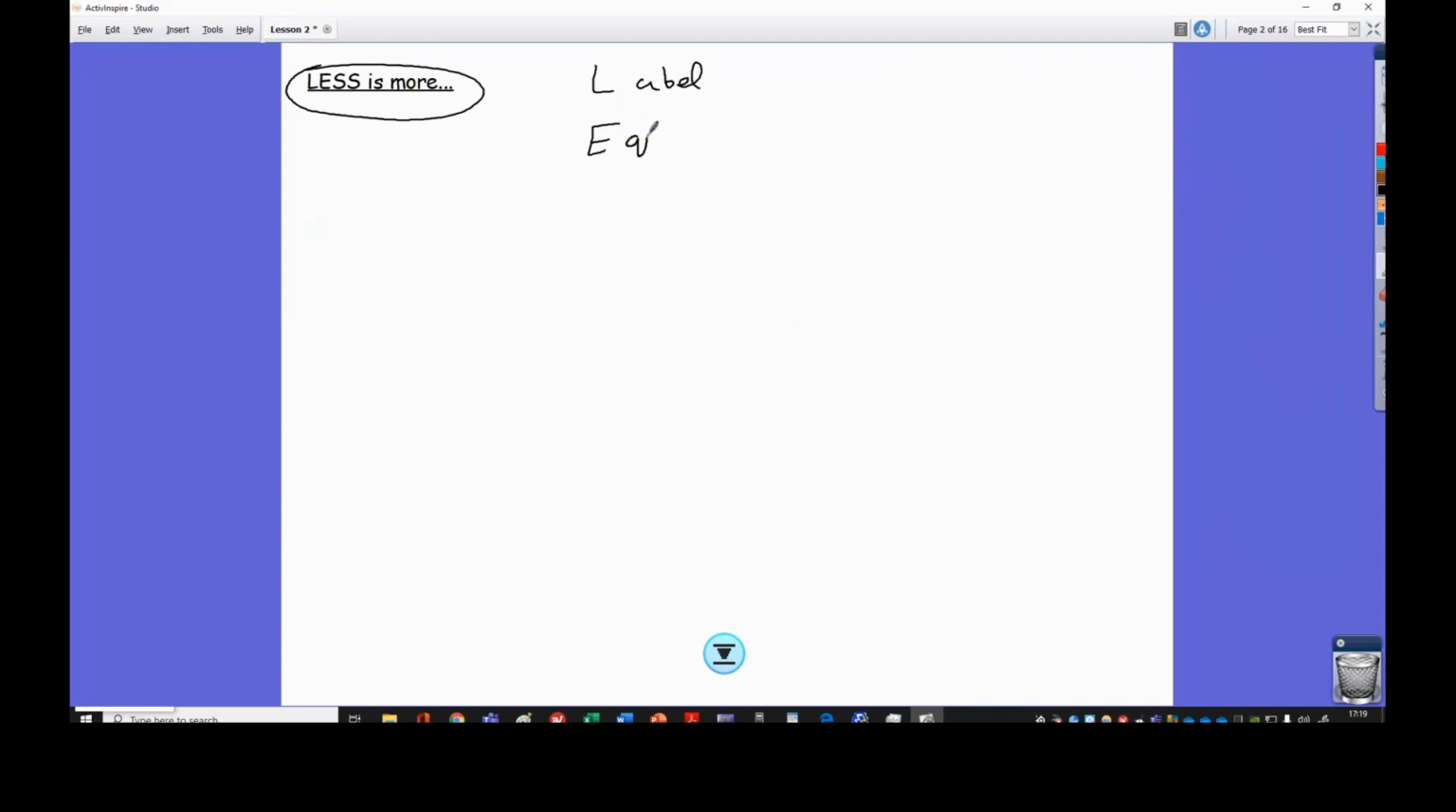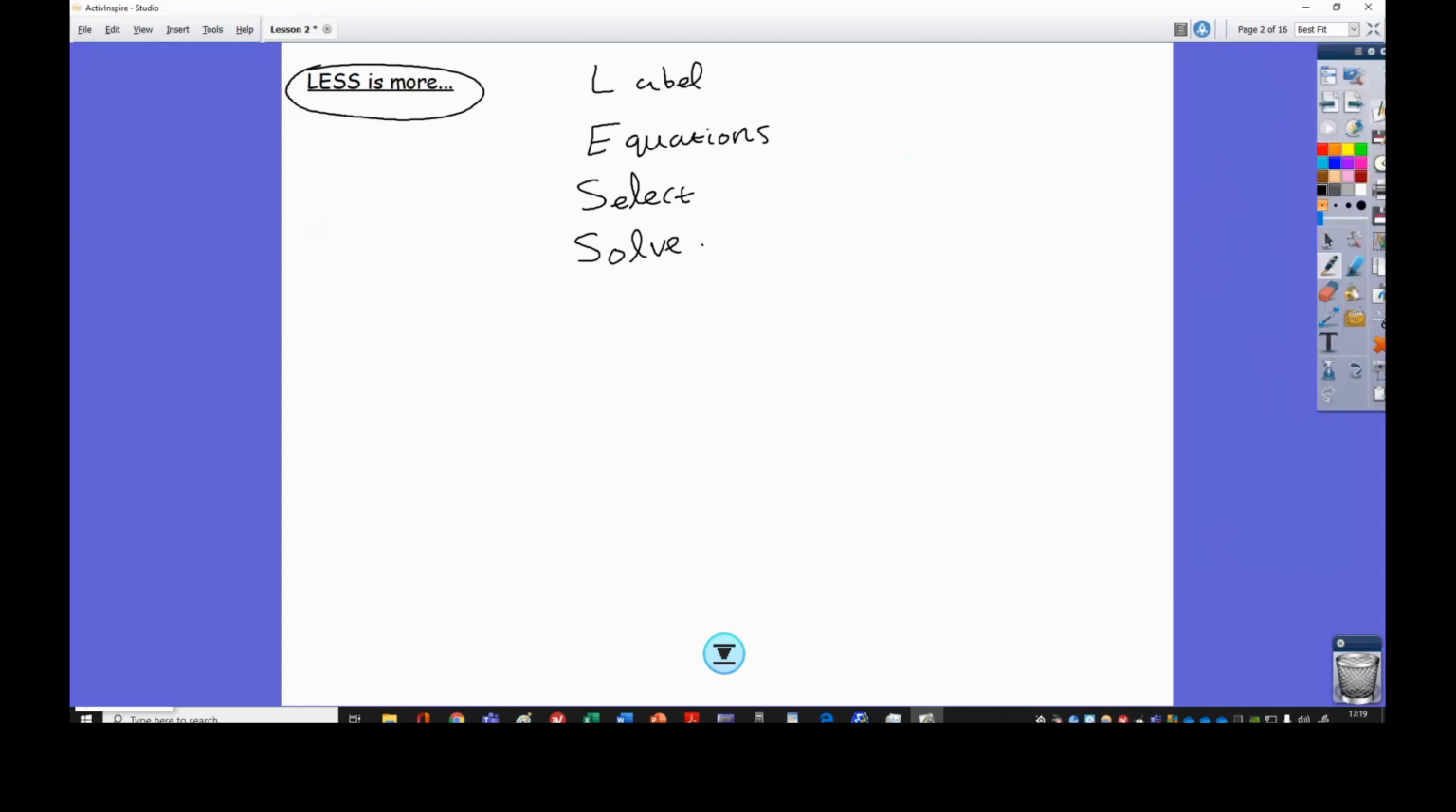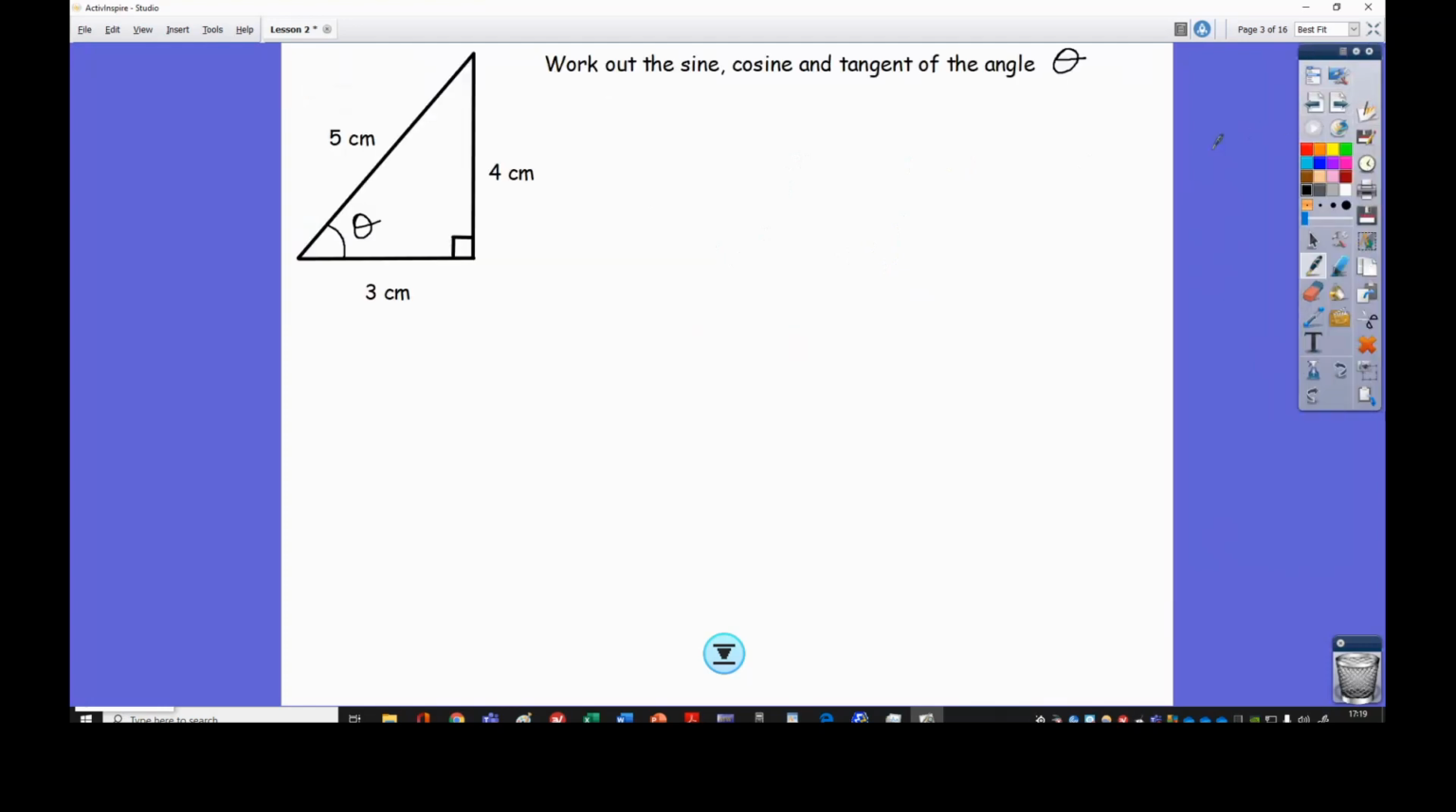E is for equations, because there are a couple of equations, but they're really, really simple, and you can remember them with a really nice mnemonic, SOHCAHTOA. So label your triangle, get your equations, then S is for select, because you've got to select the appropriate equation for the situation, and then the last S is for solve. Solve your equation. So we will be using this once we've established what the trig ratios actually are. I'm just going to move on, we'll come back to that.